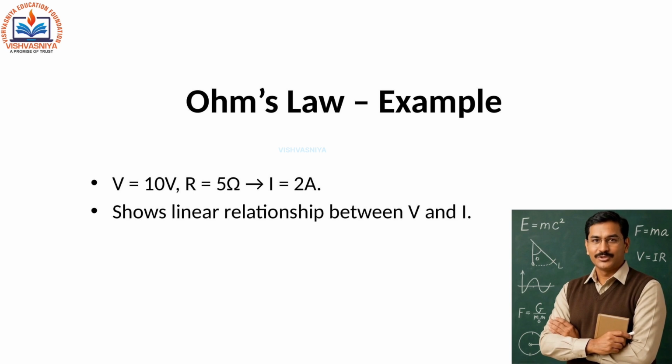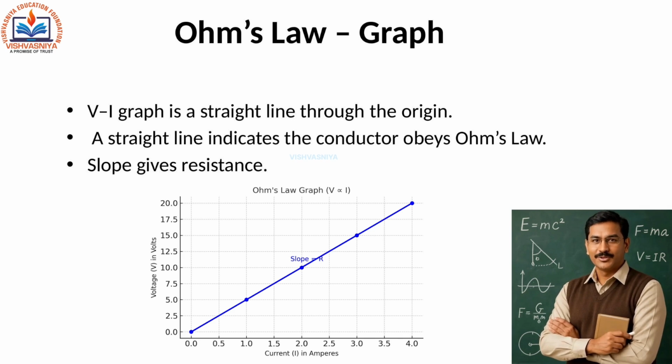Example: if the voltage is 10 volts and the resistance is 5 ohms, then the current equals 10 divided by 5, which is equal to 2 amperes. When we plot a graph between voltage and current for a metallic conductor, we get a straight line passing through the origin. This straight line shows that the conductor obeys Ohm's law. The slope of the line gives us the resistance.